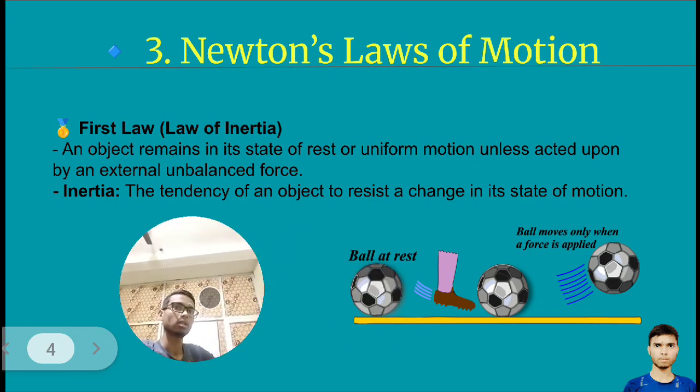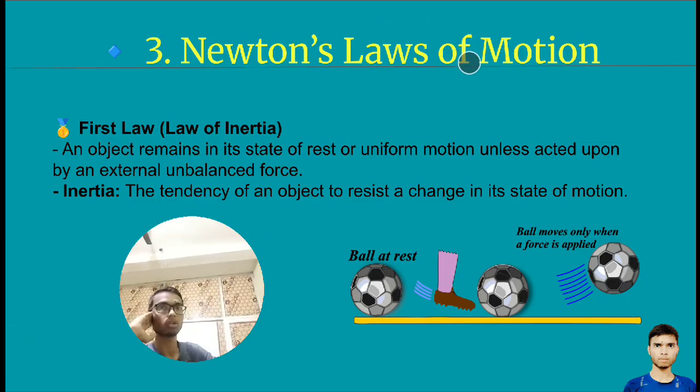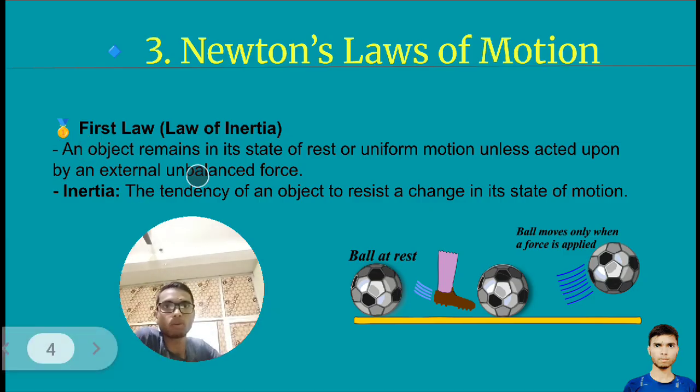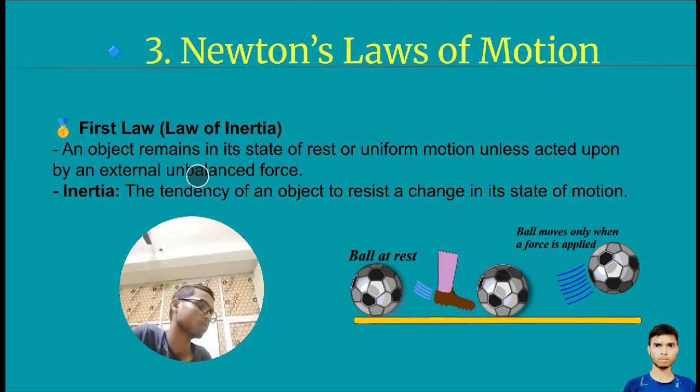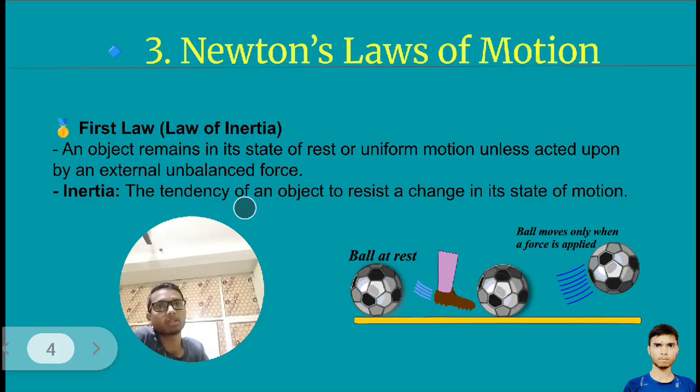Now next, let's start our main topic, Newton's laws of motion. We are starting from the first law. The first law is also known as the law of inertia. Inertia is just lazy. So an object will remain in its state of rest, or in uniform motion. Uniform means the speed of a moving object will be fixed, constant, unless acted upon by an external, unbalanced force.